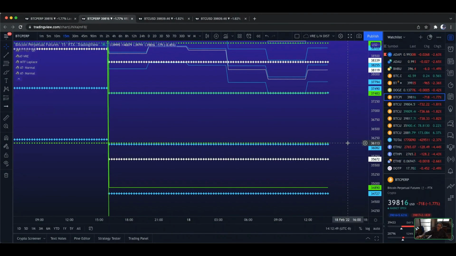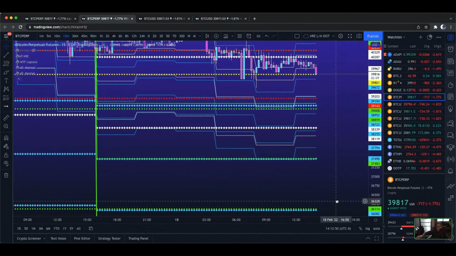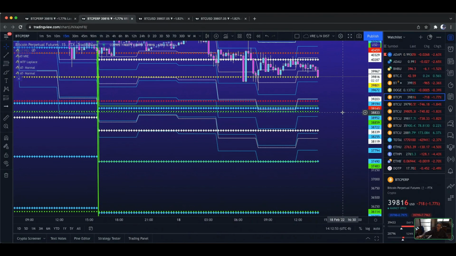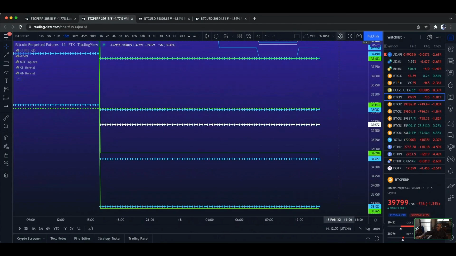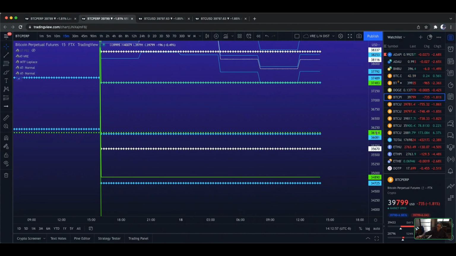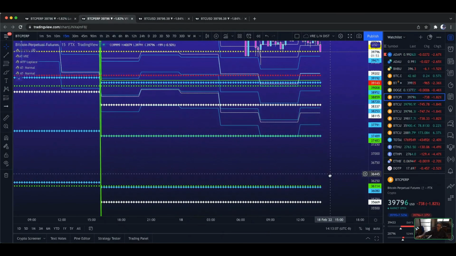That is the weekly S2. Yep, there's the S1 right there, that green dotted line. That is the weekly S2 at 36,114. That's a little bit below that 95.4 Laplace on the weekly. I'll be looking for this to get tested somewhere down in this area. So we'll have to see what happens.